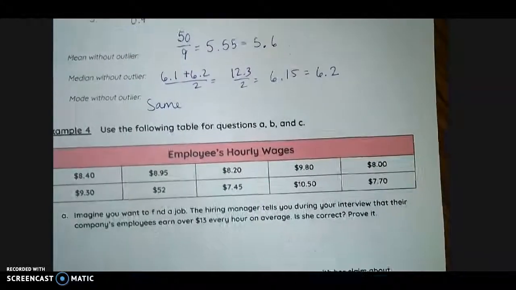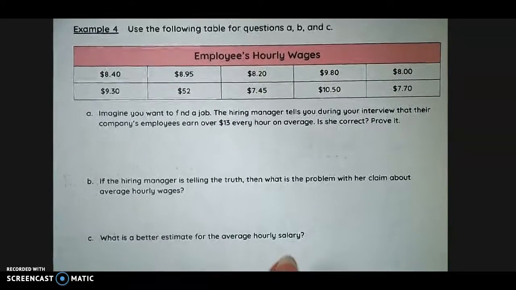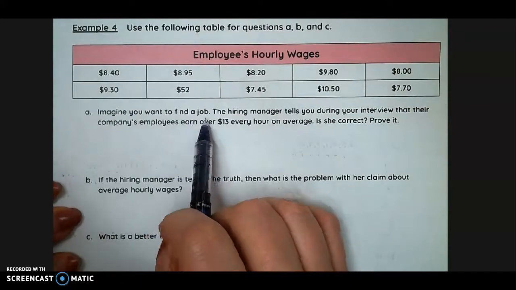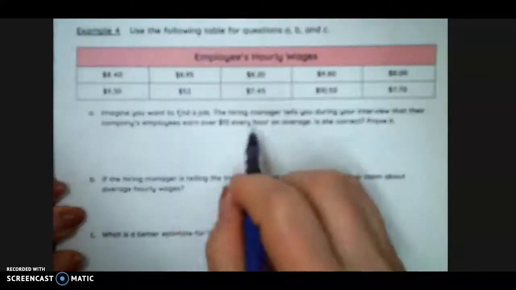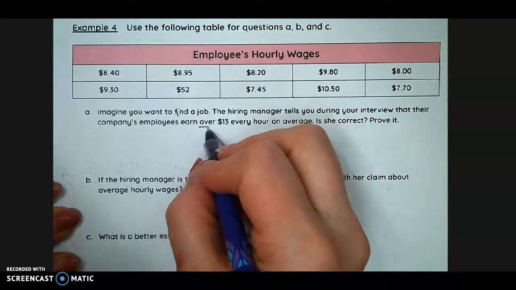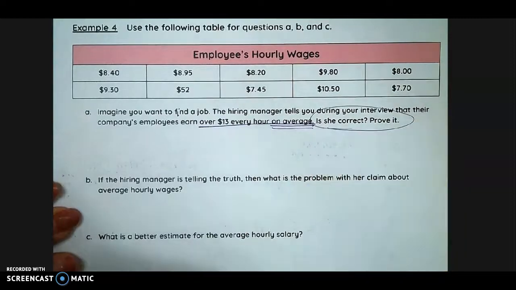Down at the bottom here, we have a question where we're trying to use this skill set to prove whether or not someone's telling us the truth, which is kind of important. So it says, imagine you want to find a job. The hiring manager tells you during your interview that their company's employees earn over $13 an hour on average. Is she correct? Prove it.